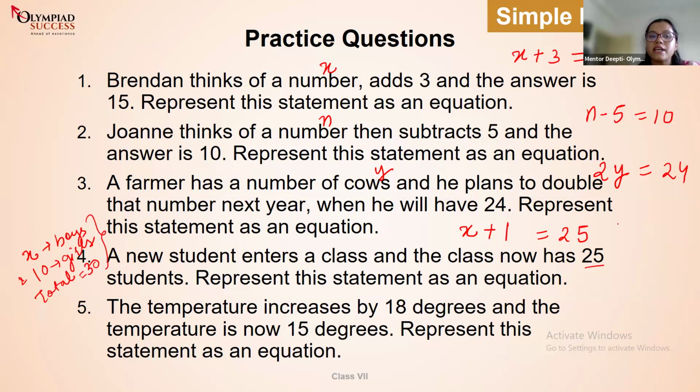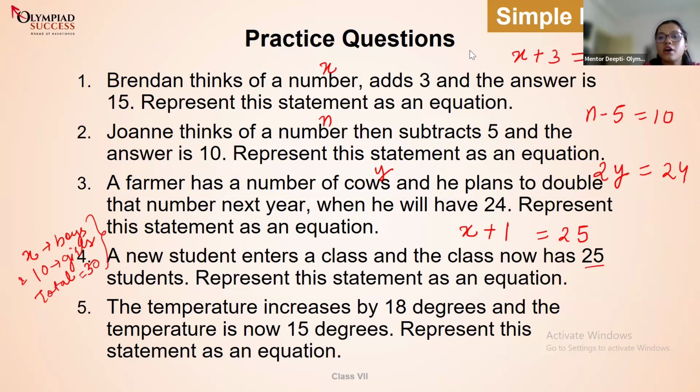How will you represent this as an equation? I'm rephrasing question number 4: X are boys, girls are 10 in number, and the total number of students is 30. What should be the equation for this? Yes, X plus 10 equals 30.